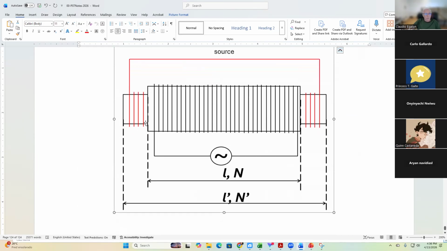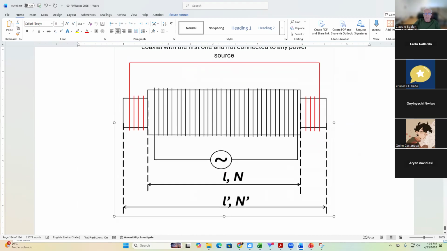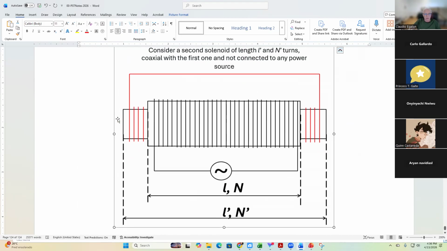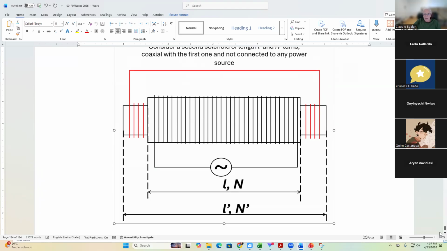And now that we introduced a second solenoid, which also has a closed circuit, right? You see the wires here, but there is no source whatsoever. There is no power source for the secondary solenoid. However, because it's subjected to the magnetic field of the primary solenoid, a magnetic field that changes in time, we are going to have a current induced in the second solenoid, okay?